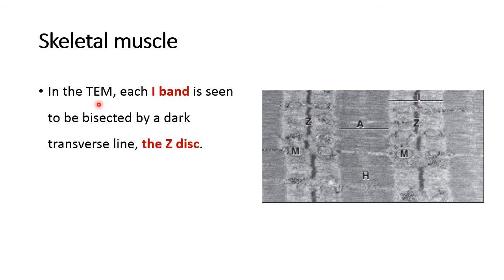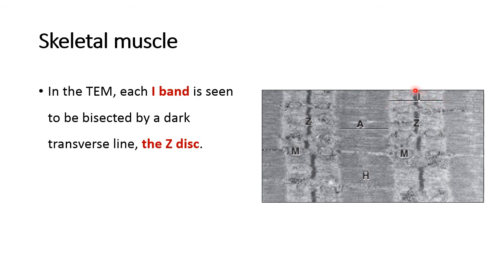In the transmission electron microscope, each I band, here the lighter band, is seen to be bisected by a dark transverse line, the Z disc. For example, this picture on the right is taken with the electron microscope of a myofibril so we can see the I band and the A band. This dark region is the A band. This lighter region, from here to here, is the I band.